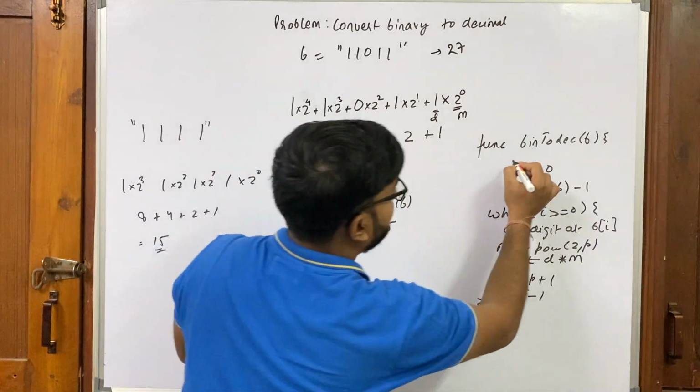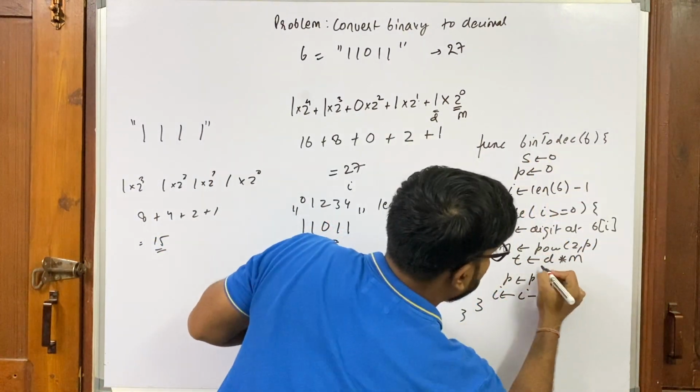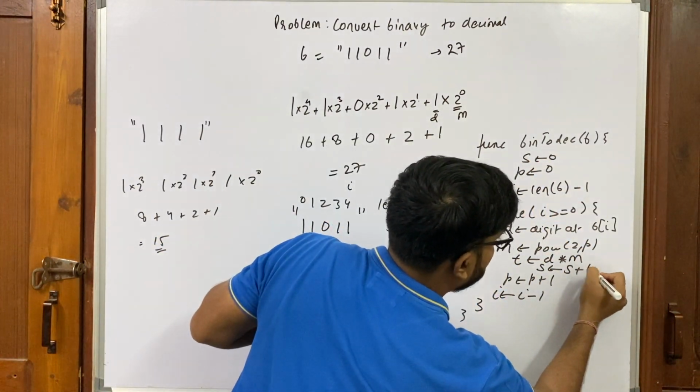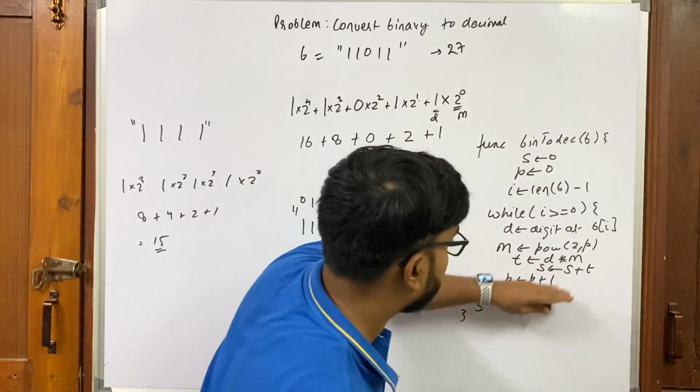Then you have to sum all these terms. So I'll start with sum as 0, and I'm going to say sum is sum plus this term. Let me just make some space.